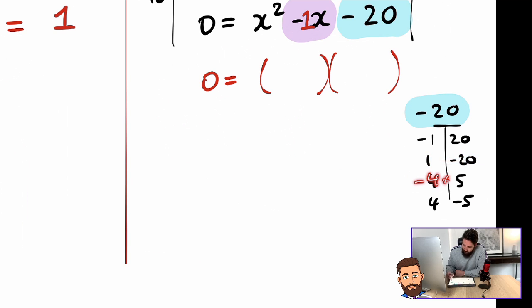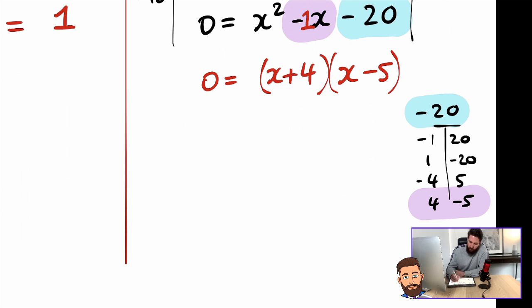Minus 4 plus 5 would be positive 1, which is no good because we need negative 1, so it can't be that one. And 4 minus 5. Well, what is 4 minus 5? 4 minus 5 would give me minus 1. So that is perfect. That's exactly what we need. So the pair that we need, the numbers that we need are 4 and minus 5. So inside my bracket, I can have x plus 4 and x minus 5.